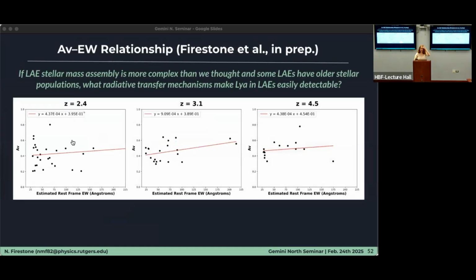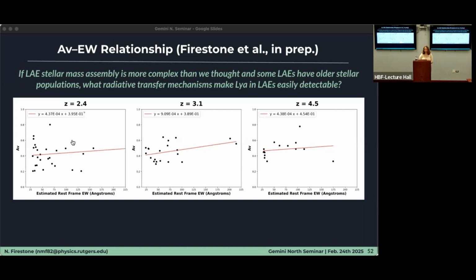Before I finish off here, I wanted to share a small piece of the analysis that I'm doing now to try to see what we can understand about radiative transfer from these data sets. So I've just shown that LAE stellar mass assembly is much more complicated than we had naively thought. And we also saw that several LAEs have older stellar populations, which are often associated with dust. So in all these different scenarios of stellar mass assembly that produce LAEs, what are the radiative transfer mechanisms that are consistently making Lyman alpha easily detectable?